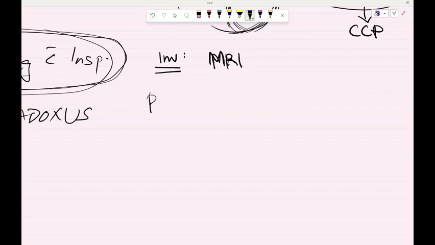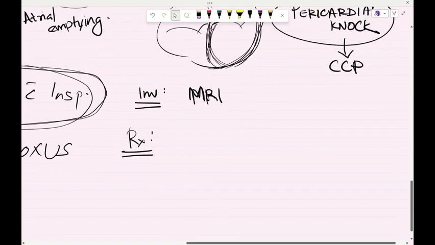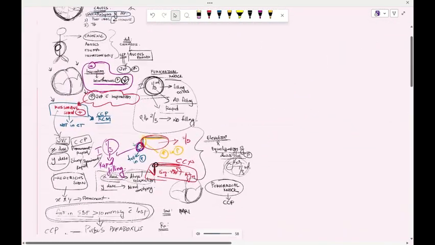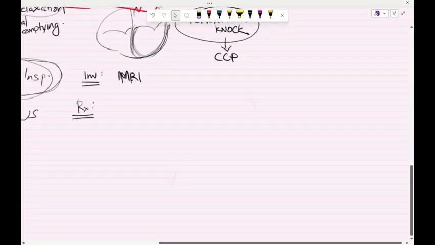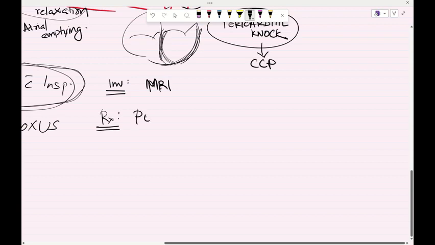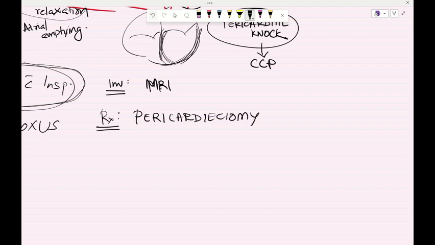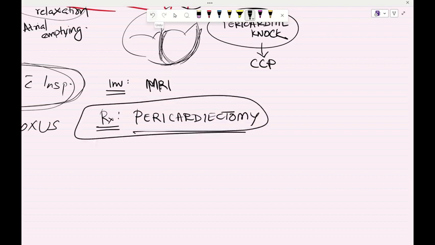And for treatment, what do you have to do? There is only one problem which is causing all of it. All of this is caused by one problem, which is nothing but this thick pericardium. So just remove the thick pericardium. It itself is the answer. So removing the problem, the pericarditis, is the treatment for chronic constrictive pericarditis.